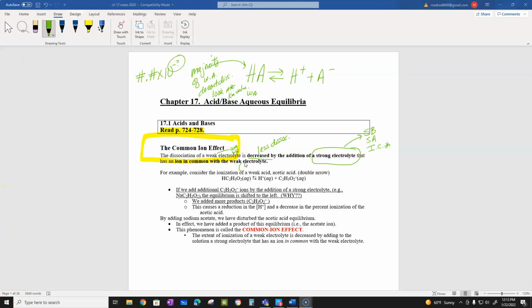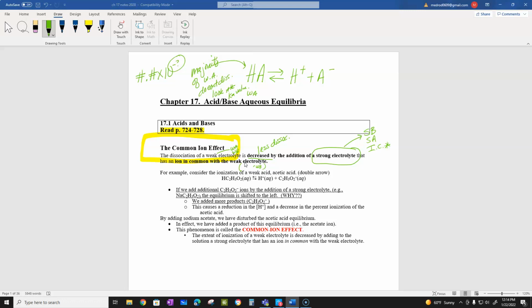With the weak electrolyte, we're talking about that weak acid or weak base. So when you put this definition together, the dissociation of a weak acid or base will dissociate even less if you add a strong electrolyte, any of those three, that has a common ion with that weak acid or base. This is a very, very important effect when we want to slow down dissociation. We would add this common ion.